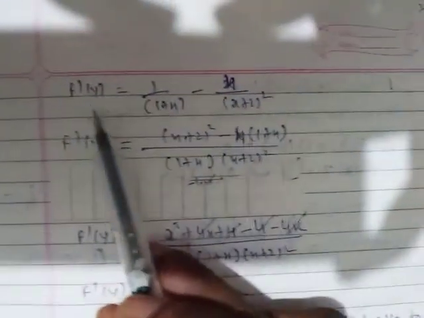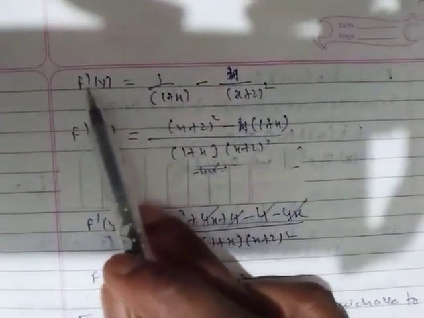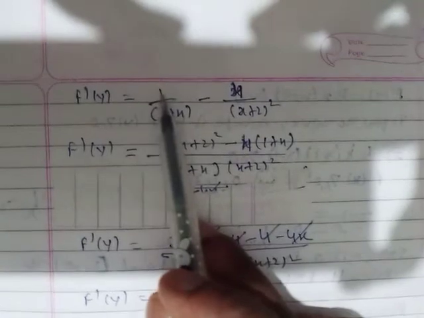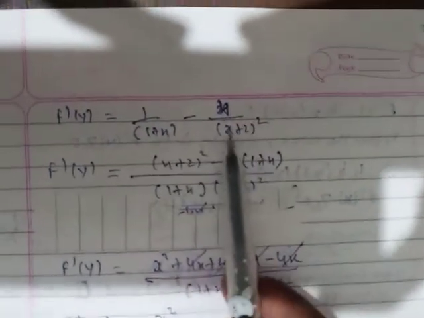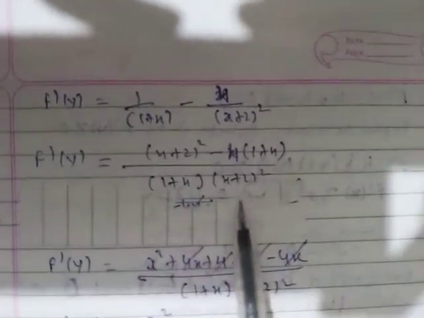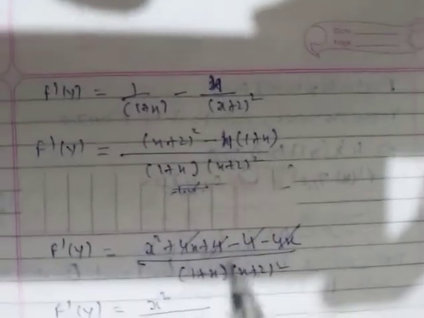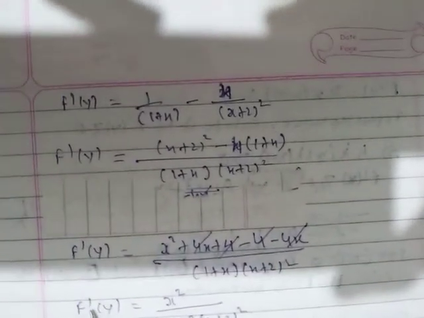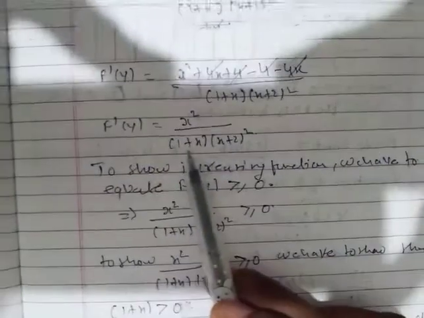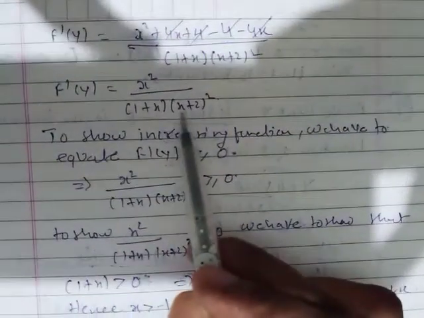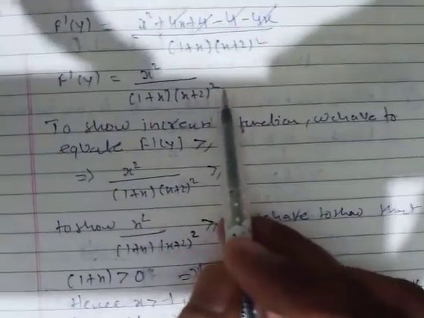Okay, you will get here 1 upon x plus 1 minus 4 upon x plus 2 whole square. If you take LCM and simplify it, you will get f dash of x is equal to x square upon x plus 1 into x plus 2 whole square.